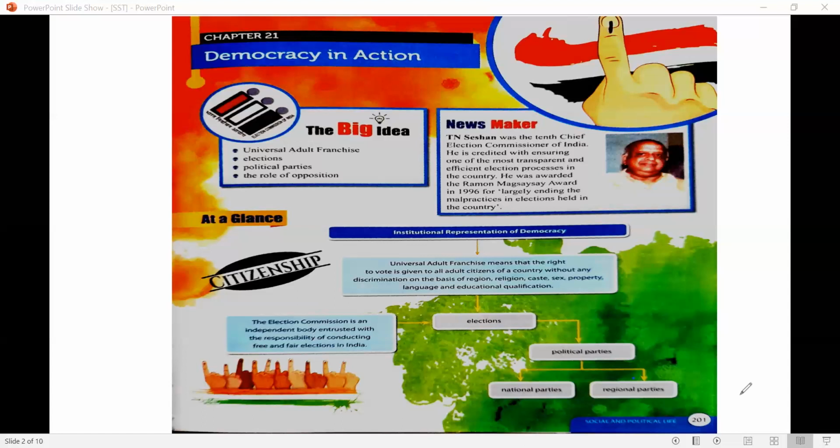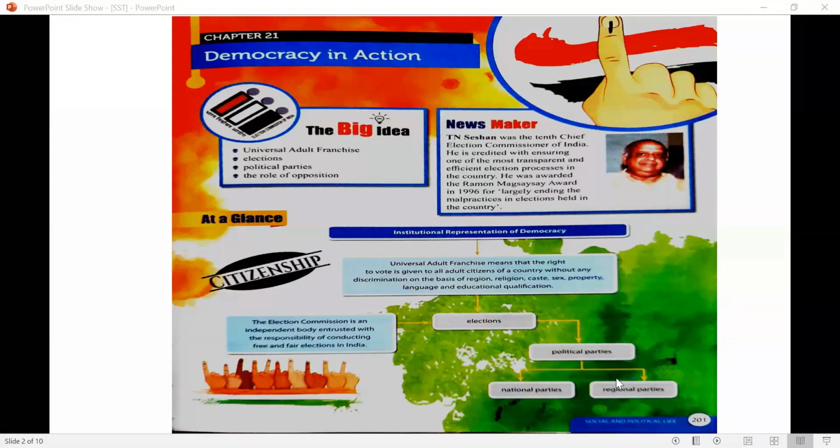Okay, now as we have discussed why people below 18 years cannot vote, there are some types of rules over here. Yes, we can see that those 18 years and above can vote. No discrimination is followed on the basis of region, religion, caste, gender, property, language, etc. Educational qualification also.